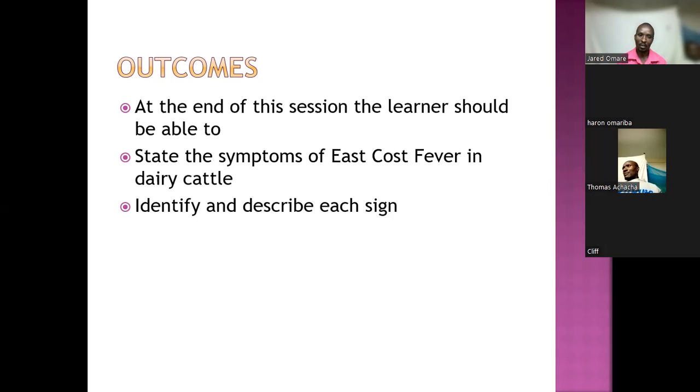One is that at the end of this lesson, you'll be able to state the symptoms of ECF in dairy cattle, and also you will be able to identify and describe each sign of ECF in cattle.